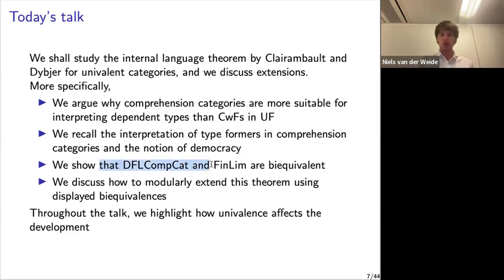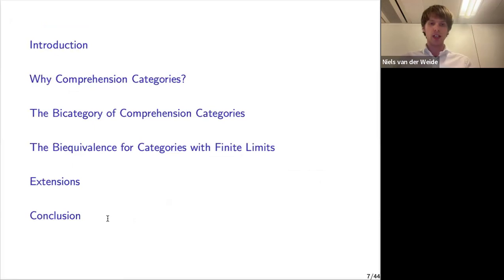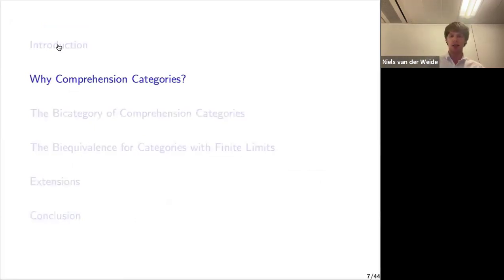After that, I'll briefly recall the proof by Dybjer and Clairambault, although phrased in the language of comprehension categories, because it's actually a very nice proof and it's quite beautiful, and I hope to make its beauty shine during this talk. And then finally, I'll discuss extensions of this theorem and how we can modularly deal with this in a proof assistant. And whenever I have a chance, I will be discussing how univalence helps us with the development and how it makes certain things simpler. So this is what I want to discuss today. This is the table of contents, and this is where we are because we just had the introduction.